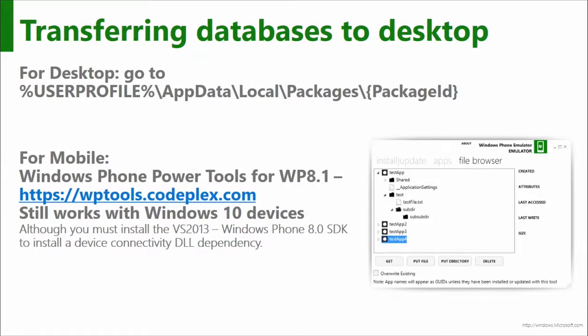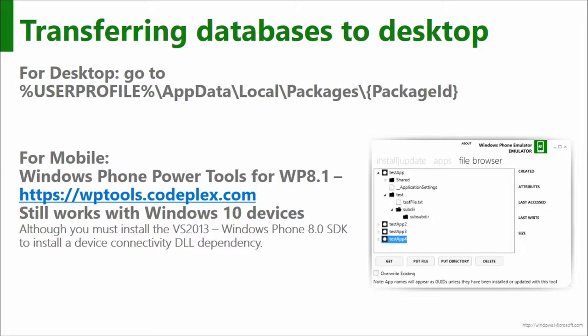How do you actually get at the database? Well, first of all, for apps running on desktop, you can drill down into your My Documents, the hidden folder, app data, local. If you're a dev, you'll know how to do this, but this is not a folder that your end users can normally see. You have to drill down into the app data local packages and use the package ID, which is the GUID of your app you'll find near the top of the package app manifest. You can find your SQLite database, pull it out from there and then open it with one of these tools.